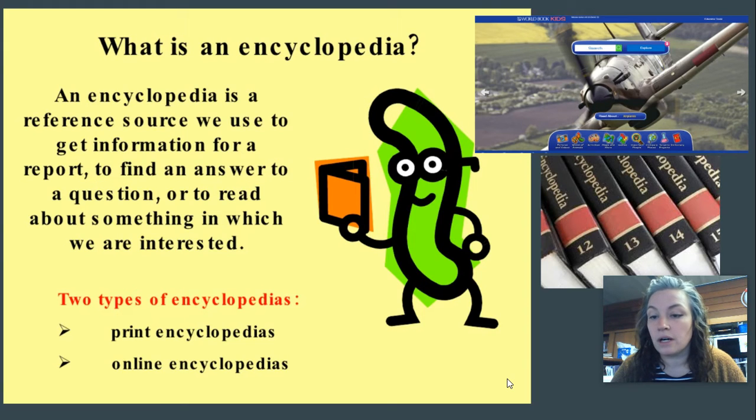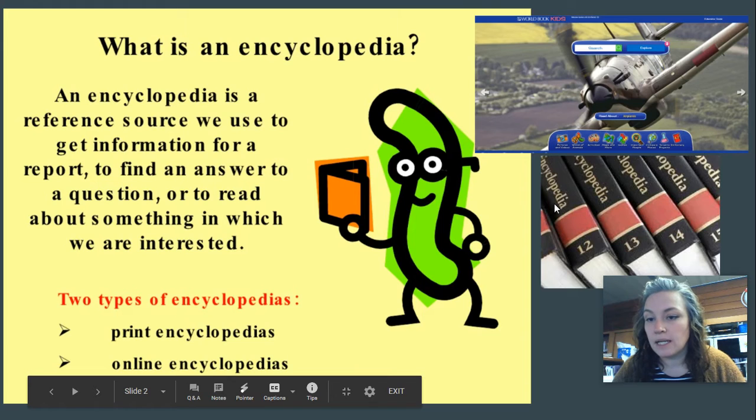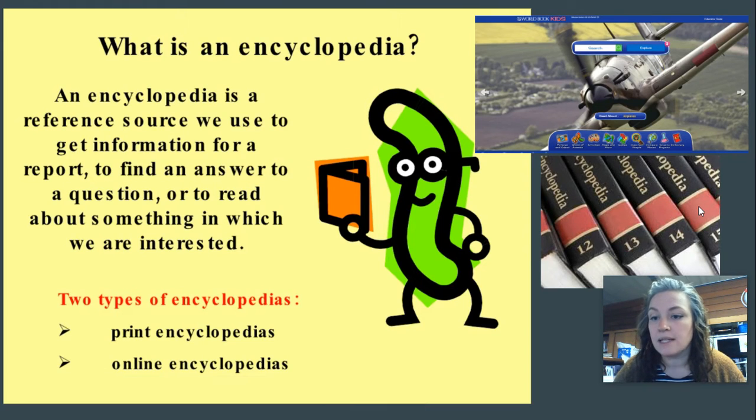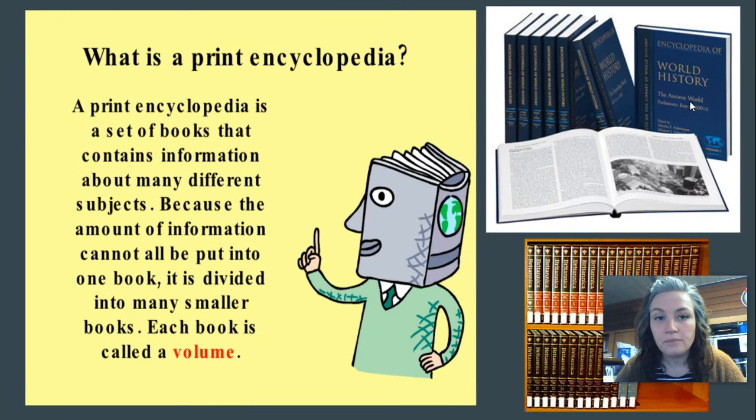And just like the others, there are two types of encyclopedias. I can look at a print encyclopedia, like these shown here, where I actually hold the book in my hands and open it and turn the pages, or I can look at an online encyclopedia, and we're going to be using World Book Encyclopedia, and you're already pretty familiar with that website. So we'll be digging into that next week.